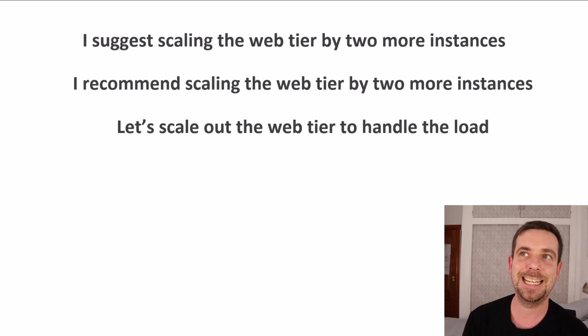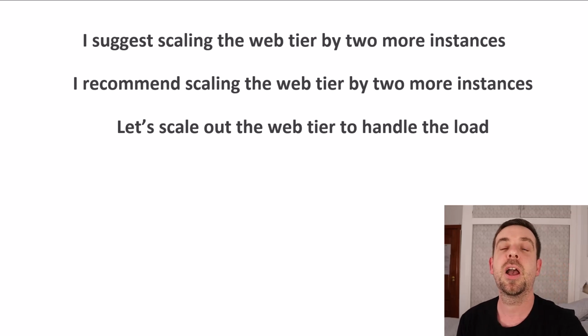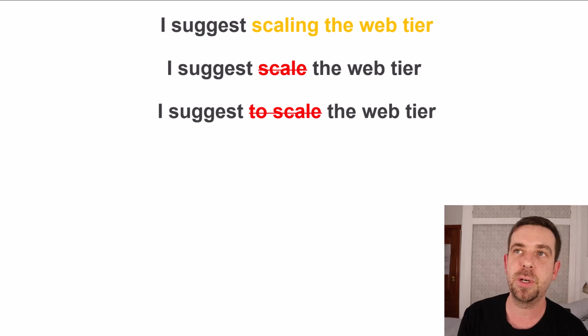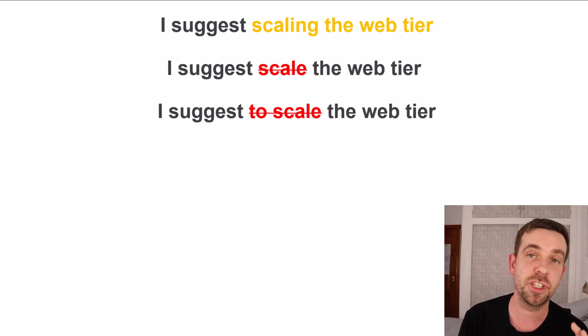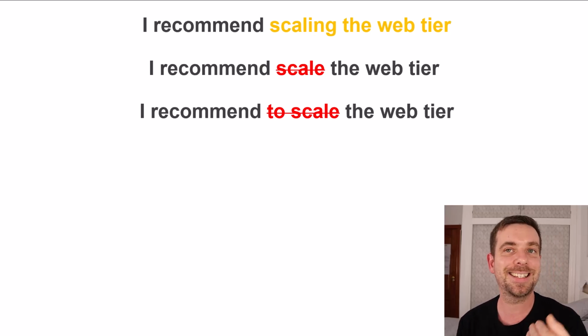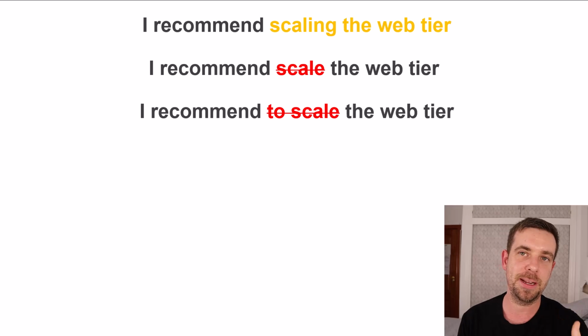I recommend scaling the web tier by 2 more instances, or let's scale out the web tier to handle the load. So again, I talked about this in a previous video: when you use the verb to suggest or recommend, you must use the verb and ing. I suggest scaling. Can't say I suggest scale or suggest to scale. I recommend scaling. Can't say I recommend scale or recommend to scale. It's verb ing. Recommend scaling.